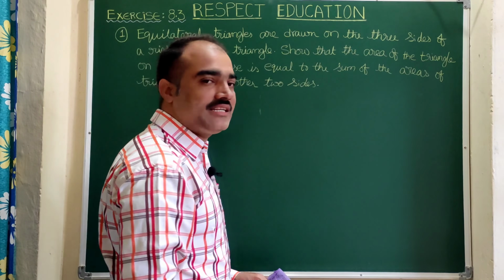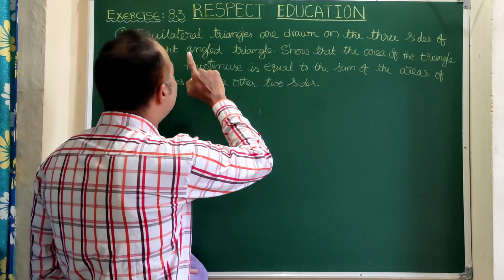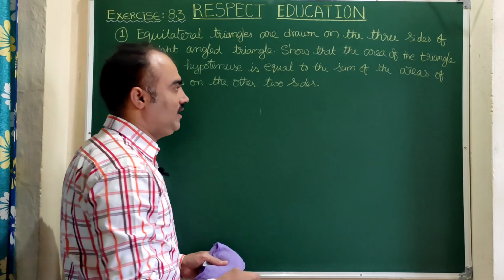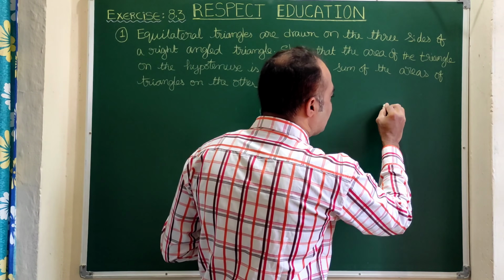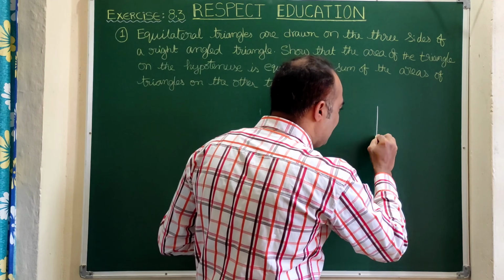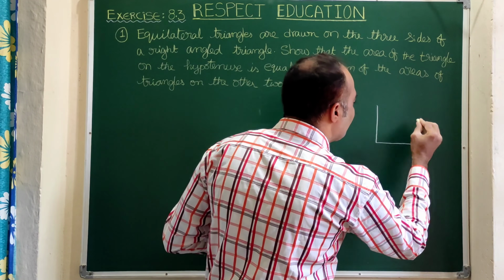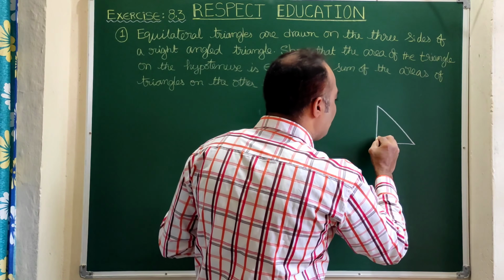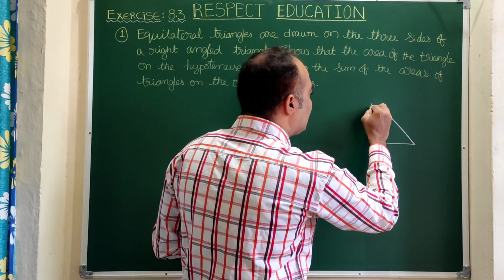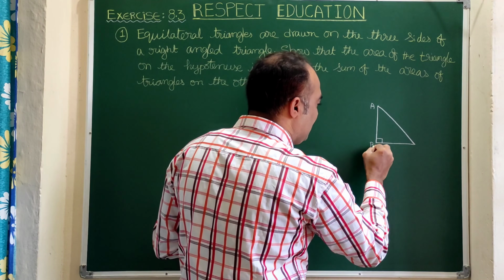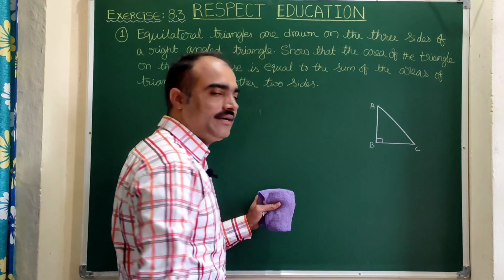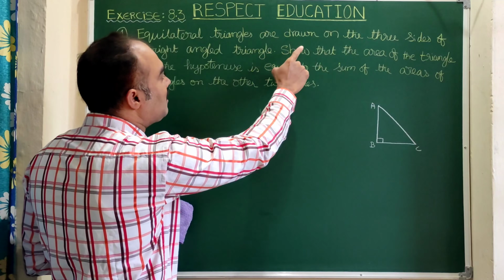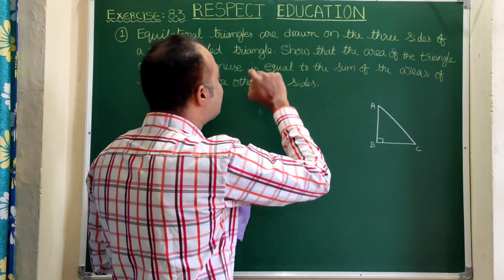Here, if we understand the question properly, equilateral triangles are drawn on the three sides of a right-angled triangle. So first of all, let us consider a right-angled triangle. For example, here we consider a right-angled triangle ABC, in which angle B is equal to 90 degrees. Now, equilateral triangles are drawn on the three sides.